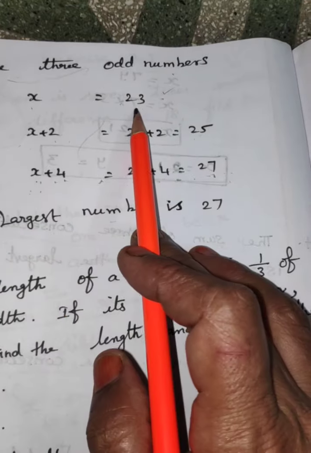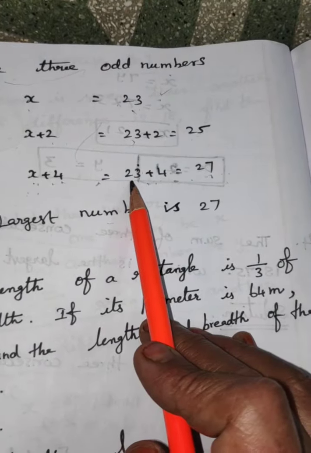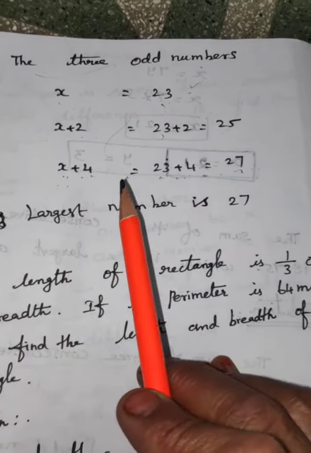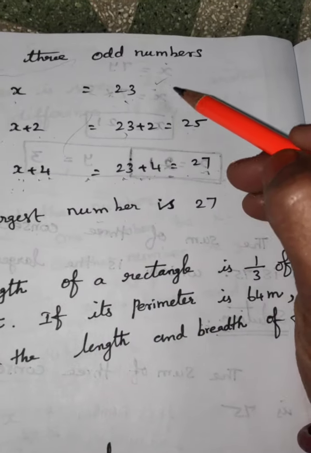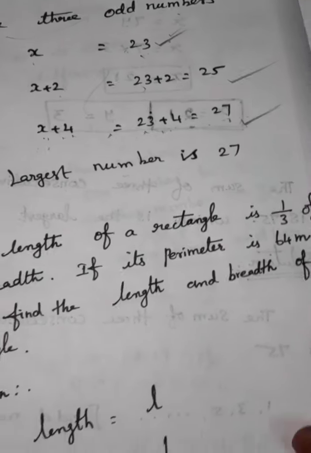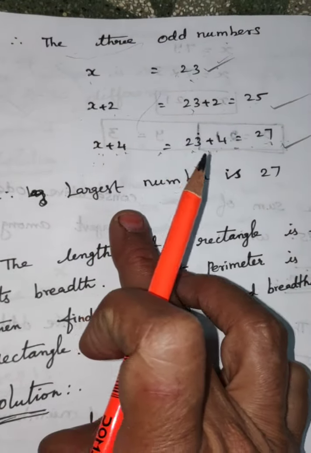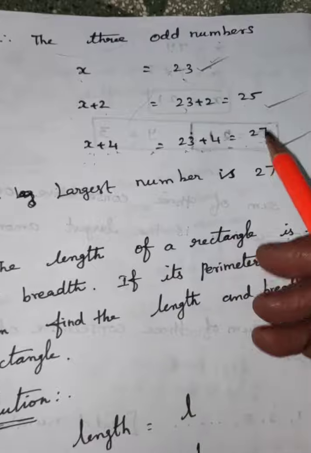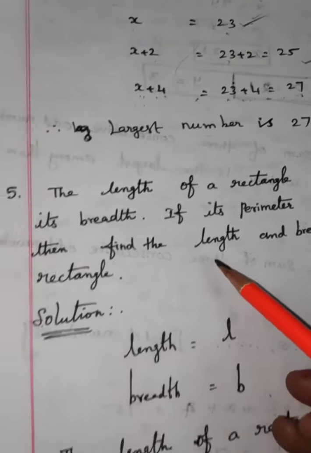So x value equal to, first substitute the value and write. So the largest number, the first 3 consecutive odd numbers: first number is, what is the number? 23, second number 25, third number 27. They are asking the question, largest number is which number? 27 is the largest number.